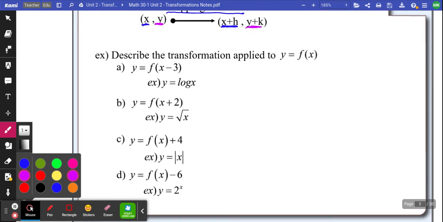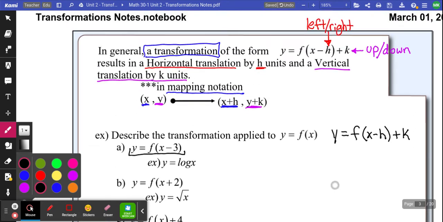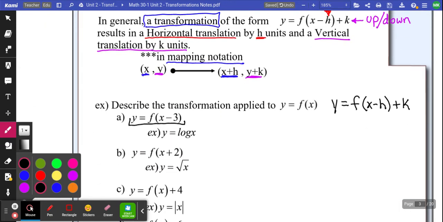Okay, let's look at some examples to help. Example 1, describe the transformation applied to y equals f of x. The first question is this: y equals f of x minus 3. If you think about your general form, this is your general form right now. Agreed? x minus h, plus k. We have this. That means they gave us an h value.